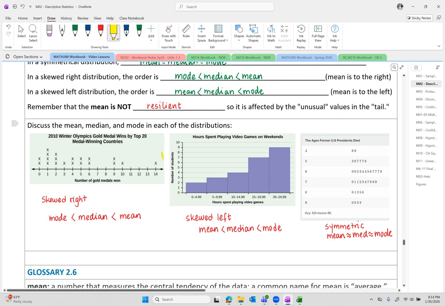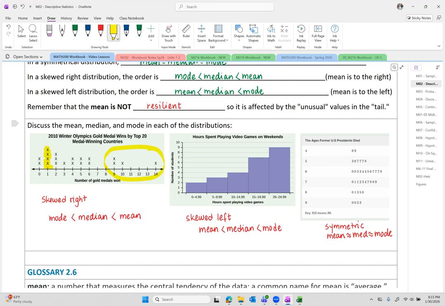The distribution on the left is skewed right. I see some unusual values that are really high. This means that the mean will be in that direction. Therefore, the mode is less than the median, is less than the mean. The mode being the most popular value.